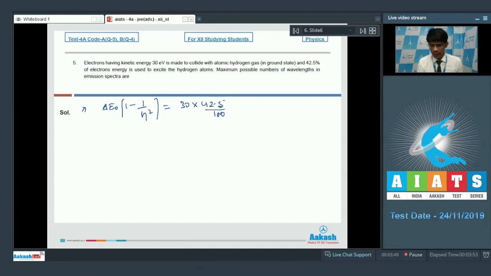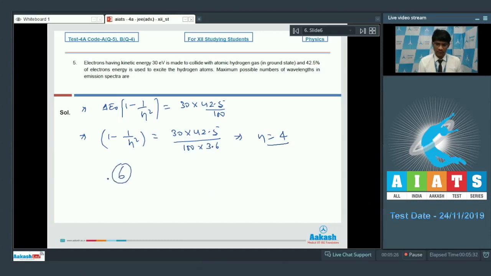42.5%, that means divide by 100. Or 1 minus 1 by n square would be equal to 30 into 42.5 divided by 100 into 13.6. If we make a calculation, we'll be getting the value of n is equal to 4. It means the hydrogen gas would now be excited to 4th energy state. That means in emission spectra, there will be 6 different wavelengths. So question number 5, we are having the answer as 6.